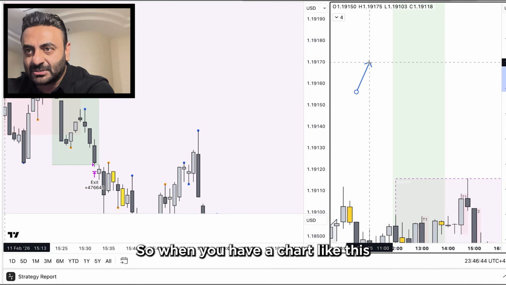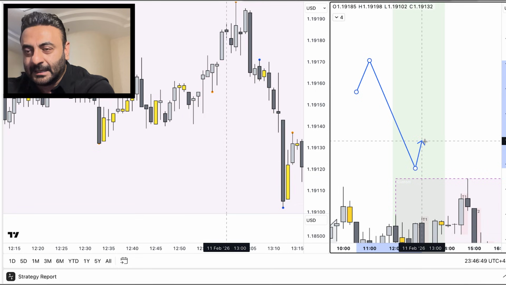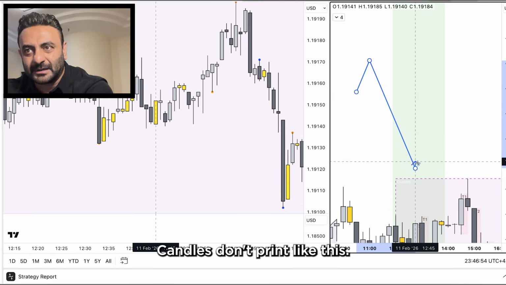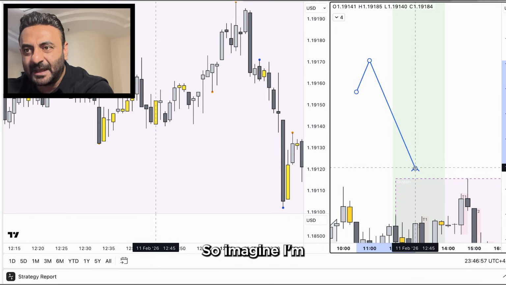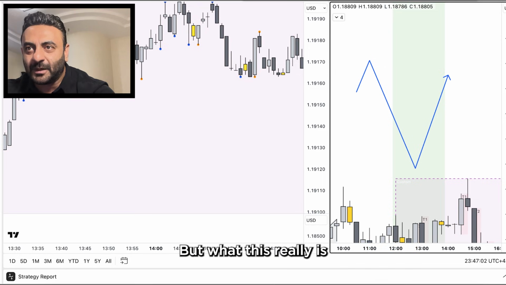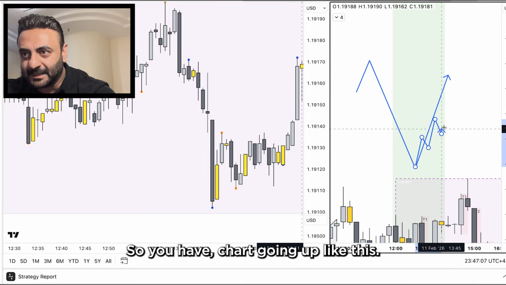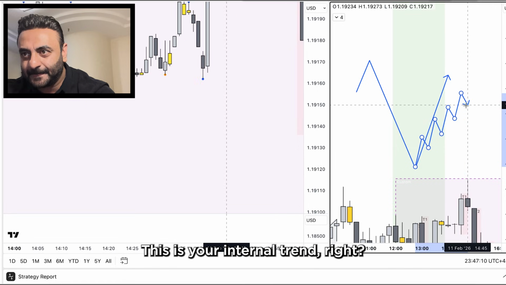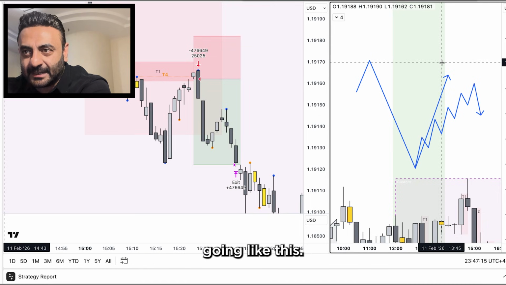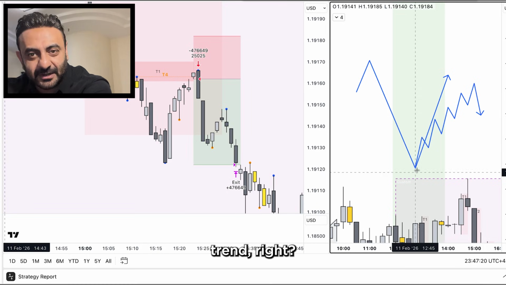So when you have a chart like this, this line in itself never prints. Charts don't print like this; candles don't print like this. So there is an internal chart happening here. Imagine I'm drawing this line here like that. But what this really is telling me is this. So you have a chart going up like this. This is your internal trend. And this is your larger trend going like this, and this is your internal trend, which is embedded into your larger trend.